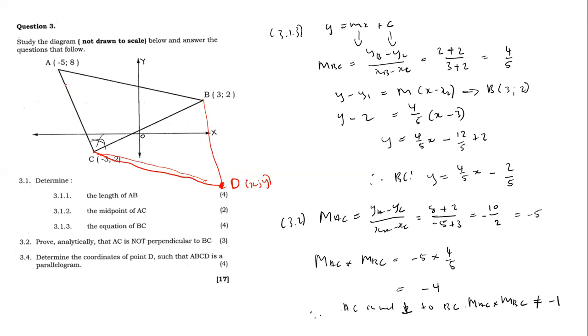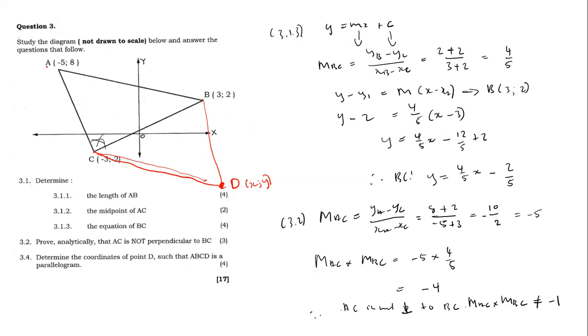You are given AC. You have already determined the gradient of AC. So now, for the fact that this is a parallelogram, we know that these are parallel sides. That means the gradient of this line is going to be the same as the gradient of this line. Using this gradient and this point, just like here, you can determine the equation of BD. After knowing the equation of BD, you can determine the equation of CD.